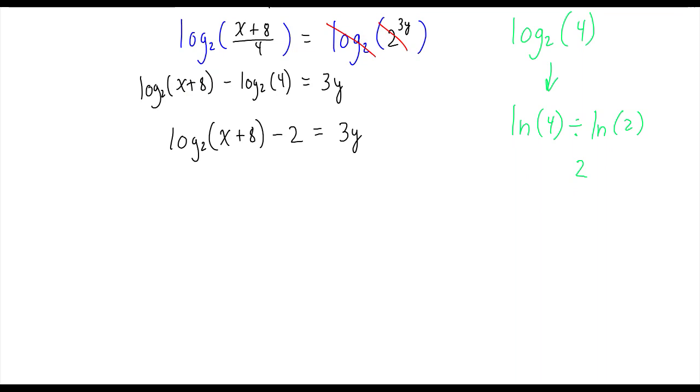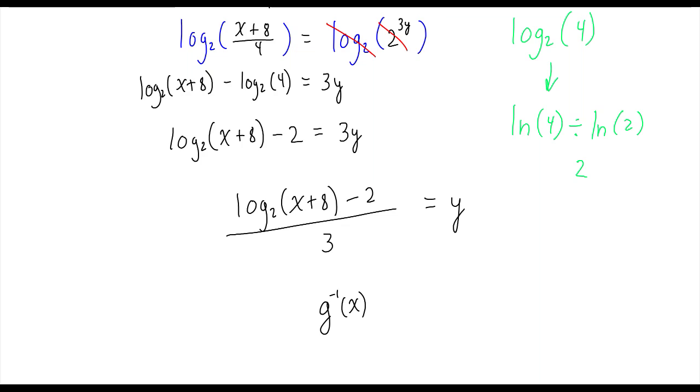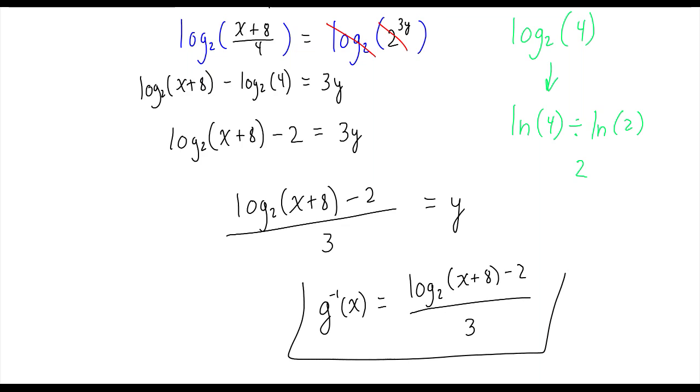Divide both sides by 3. Okay, and I've gotten y by itself. And once y is by itself, you have the inverse. All that's left to do is to write it out. Log base 2 of x plus 8 minus 2 all over 3. Okay, so that would be the inverse of our function g of x.